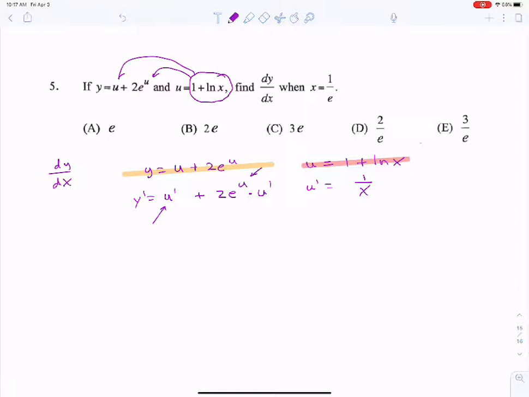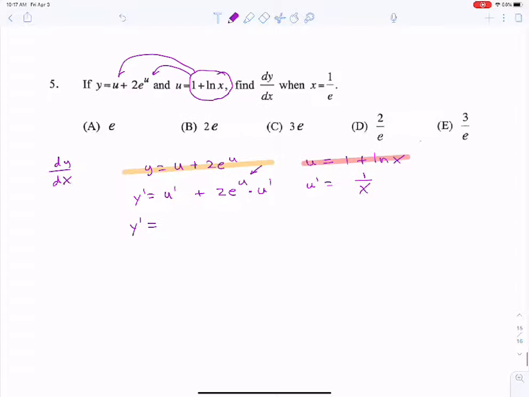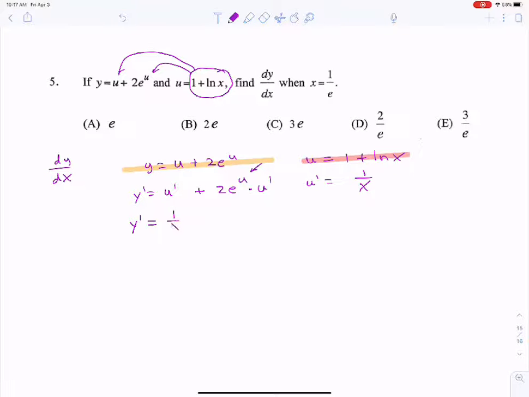And again, there's a question in the Discord, but I'll answer in just a minute. So let's go through and replace all the things that we know. So let's see, y prime, which is dy dx if we want to, equals u prime, which is 1 over x. And then this becomes 2e to the u. U is 1 plus ln of x times u prime, which is 1 over x.